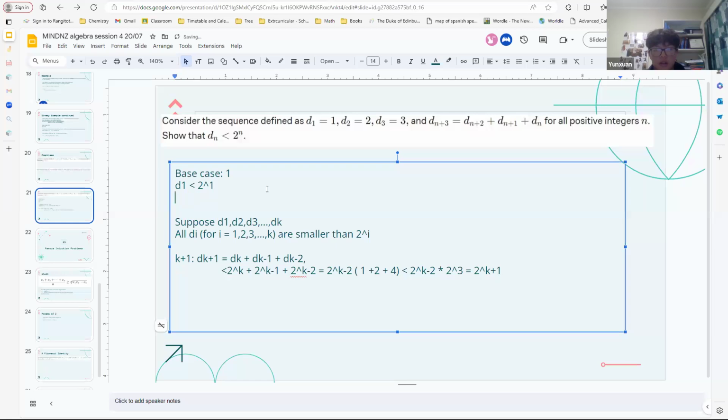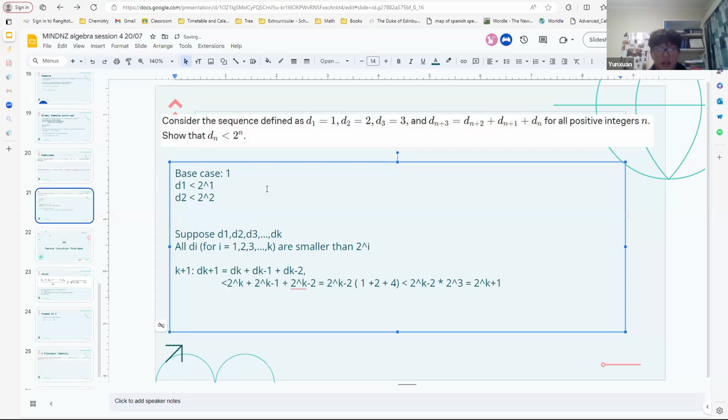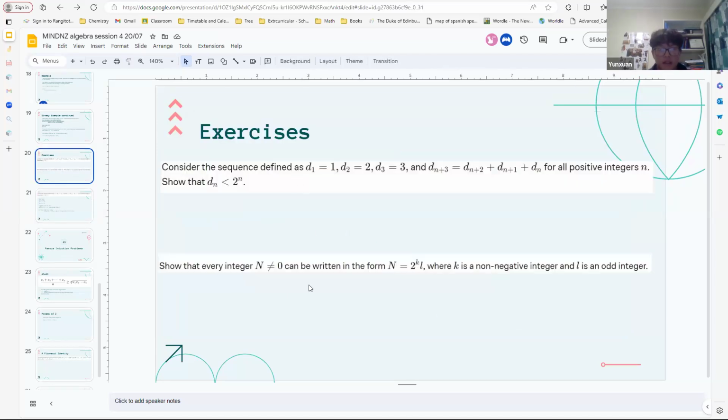d2 is equal to 2, which is smaller than 2^2. And d3 equals 3, which is smaller than 2^3. Yeah. And now we'll do the next exercise.